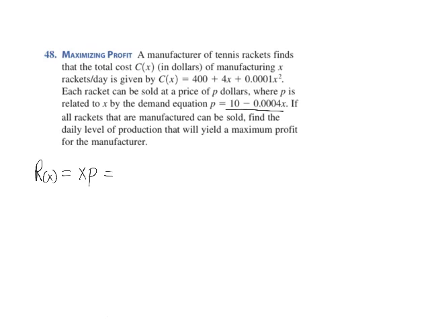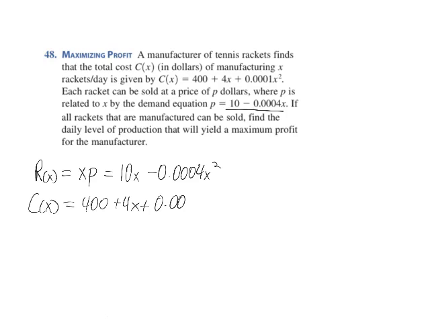So what I do is I just distribute an X through that. That's going to give you 10X minus 0.0004X squared. And then we already know the cost. That's given in the equation. 400 plus 4X plus 0.0001X squared. So we put together our profit by saying profit is equal to revenue minus cost.